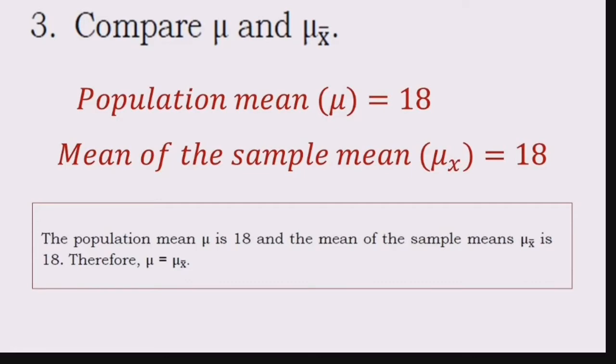Okay, number 3 is to compare the population mean and the mean of the sample. As you can see, the population mean is 18 and the mean of the sample is 18. Therefore, the population mean is equal to the mean of the sample.